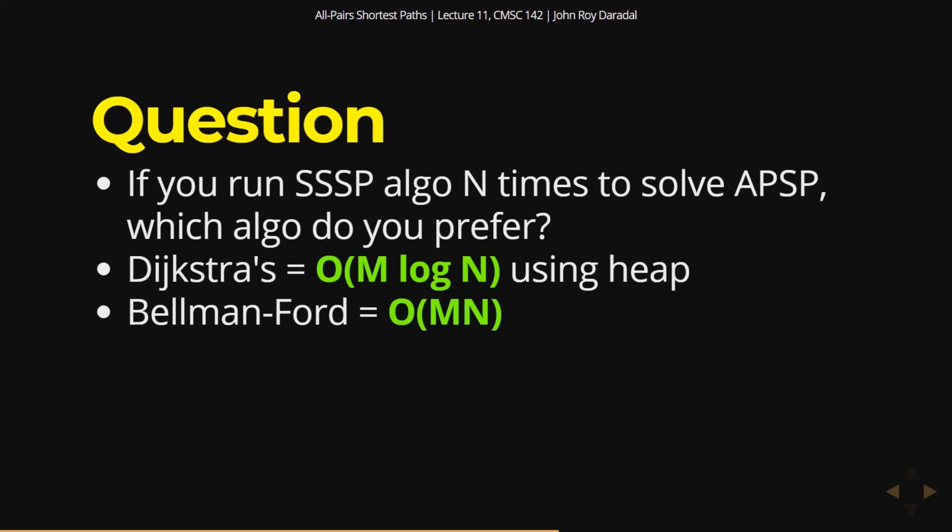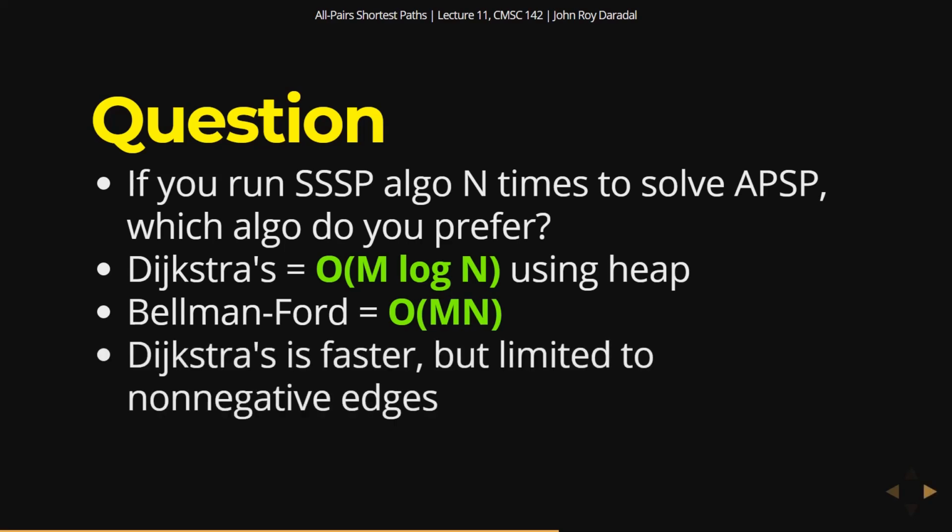However, the problem is Dijkstra's is pretty limited because it only works for non-negative edge weights, right? Dijkstra's is faster, but it's limited to non-negative edges. So to be safe, we'll have to use Bellman-Ford. But what if we could reweight the graph so that if there are negative edges, it becomes non-negative, and then we can use Dijkstra's n times.